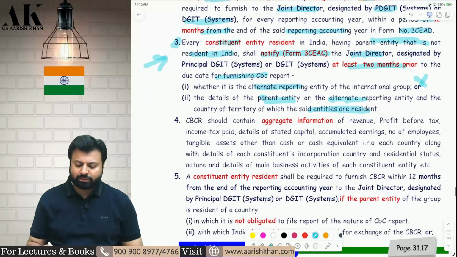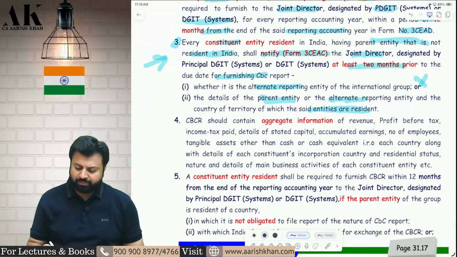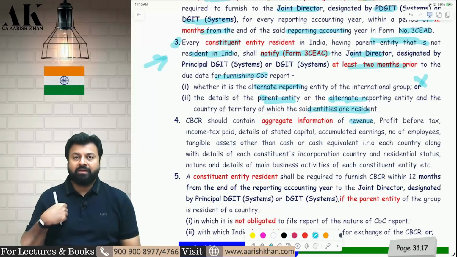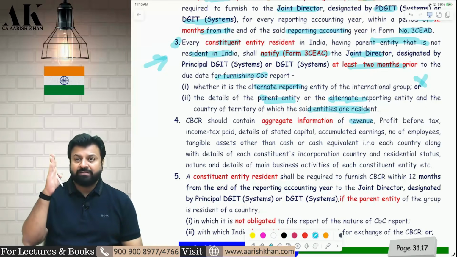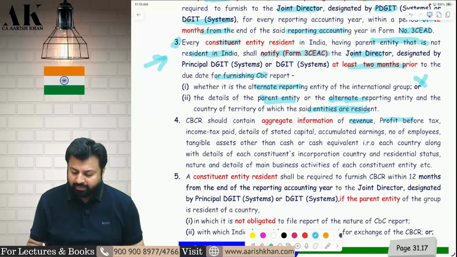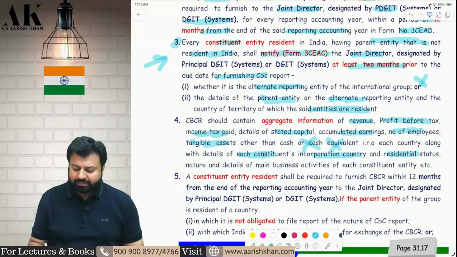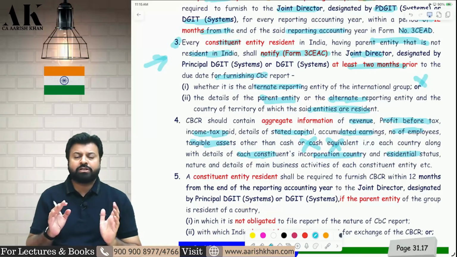Now, what does CBCR actually contain? CBCR will contain the following information. CBCR will contain the information of the revenue, country-wise revenue. If Reliance Industries has 200 subsidiaries, we need to give details of the revenue of all 200 subsidiaries. Country by revenue, country by profit before tax, country by income tax details, capital, we have to give accumulated earnings, we have to give the number of employees, we have to give the details of tangible assets other than cash and cash equivalent, we need to give the country of incorporation, the residential status, etc. All this information we have to give in CBCR.